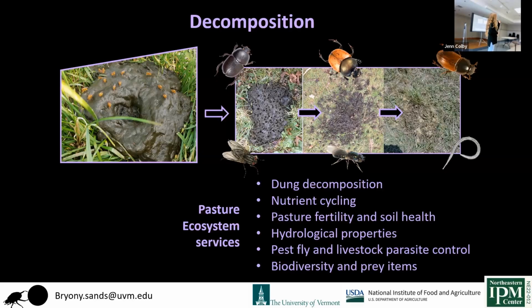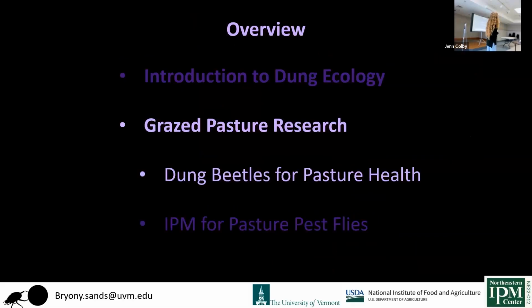This provides a lot of pasture ecosystem services related to dung decomposition, obviously nutrient cycling, pasture fertility and soil health, improving the hydrological properties of the soil. Those tunneling beetles, obviously making those tunnels are going to help water infiltration. And then pest fly and livestock parasite control, as I mentioned. And they also have inherent value for biodiversity on your farms, and they are prey items for other organisms, bats, birds, and small mammals as well. Okay, so that's a dive into dung ecology.